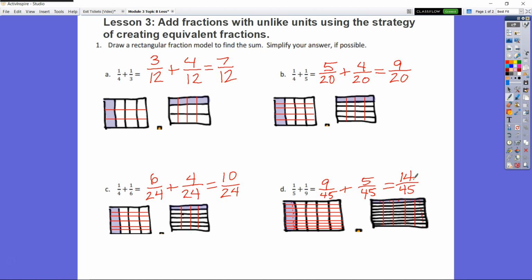So there you have it. And we had to, of course, follow those directions, which were to draw rectangular fraction models to find the sum. And we're going to simplify our answer if possible. Well, let's look at our 4 answers we have here. 7 and 12 don't share any factors other than 1. 9 and 20 don't share any factors other than 1. But I can simplify here. Well, I know that both of these numbers are divisible by 2. So I can divide by 2 and I would come up with 5 over 12. So there's my answers for all 4 of those problems.